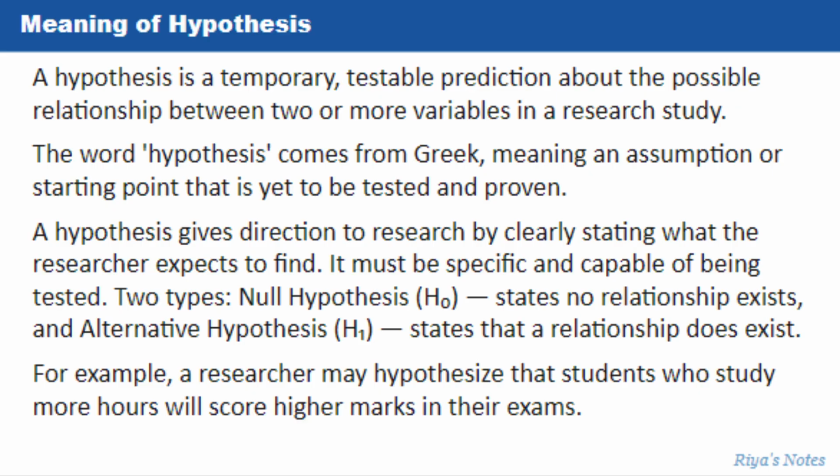2 types: null hypothesis, H0, states no relationship exists, and alternative hypothesis, H1, states that a relationship does exist. For example, a researcher may hypothesize that students who study more hours will score higher marks in their exams.